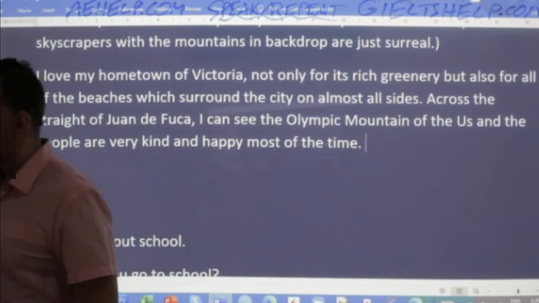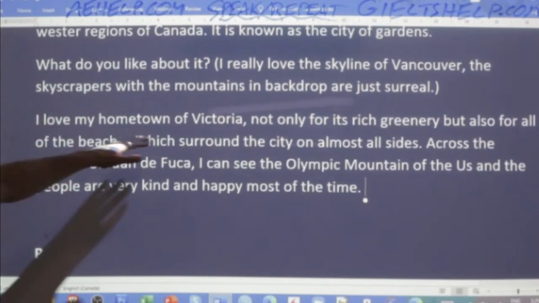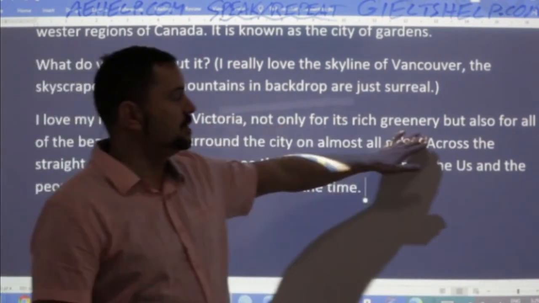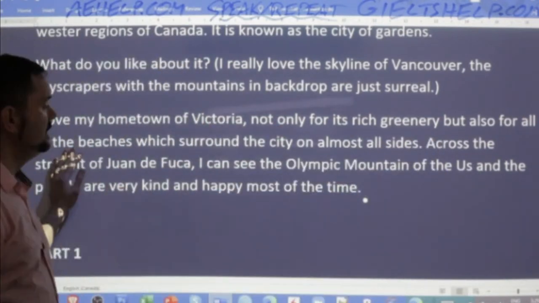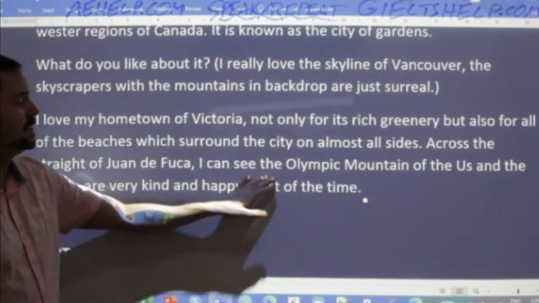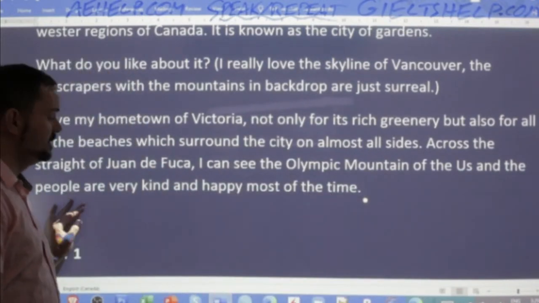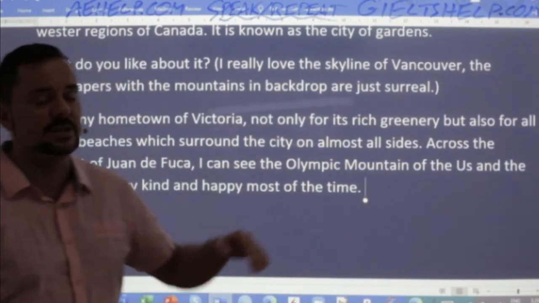Okay. So, here we go. What do you like about it? I love my hometown of Victoria, not only for its rich greenery, but also for all of the beaches which surround the city on almost all sides. Across the Strait of Juan de Fuca, I can see the Olympic mountains of the US, and people are very kind and happy most of the time.